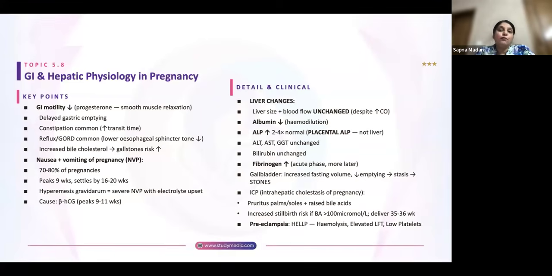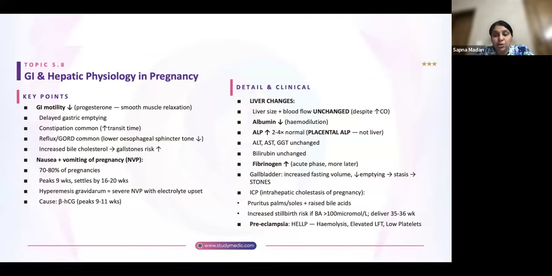And this is not from the liver. Okay, so when you're doing an LFT, you will have a high ALP, but that is because of the contribution of the placental alkaline phosphatase. Bilirubin remains unchanged. Fibrinogen is increased. Okay, it is an acute phase reactant and it will increase even later. Gallbladder, there is increased fasting volume.